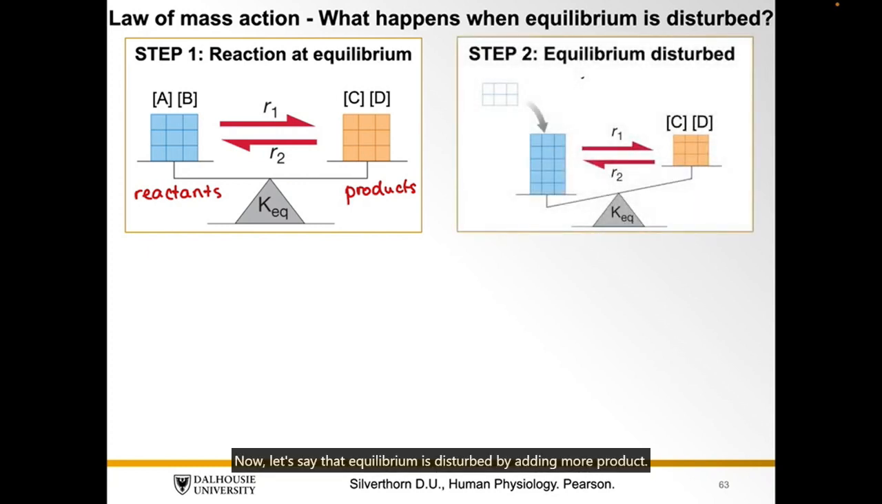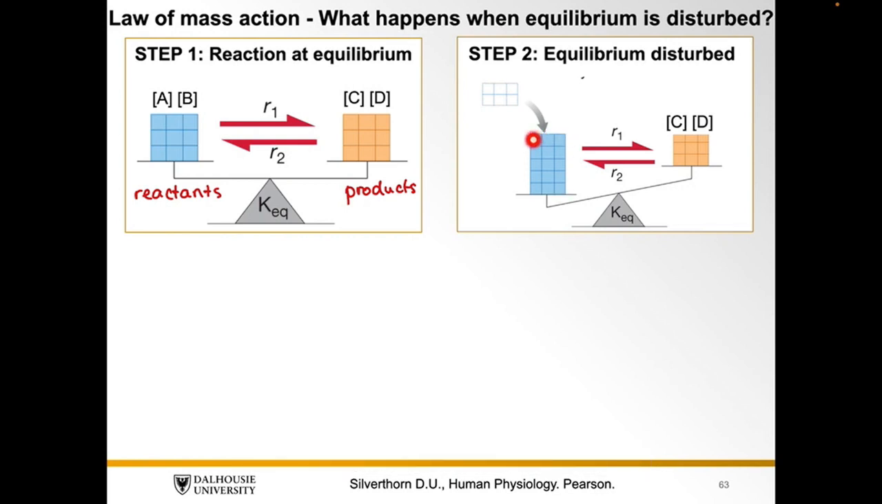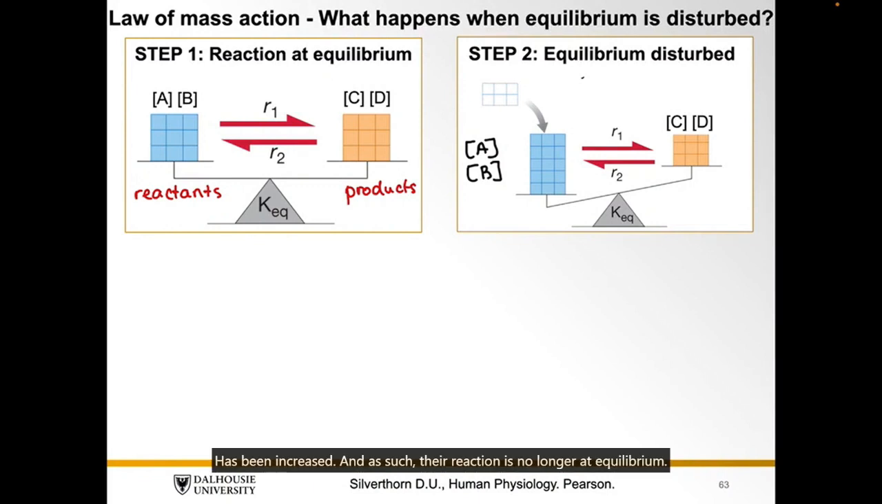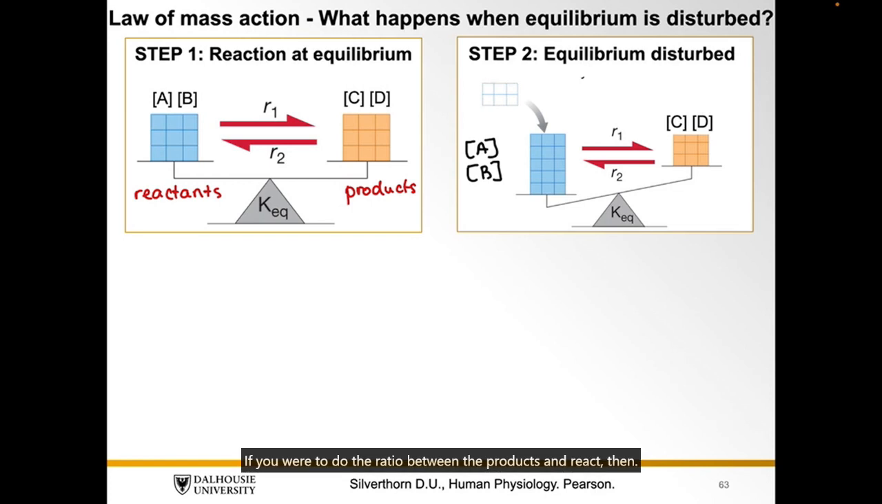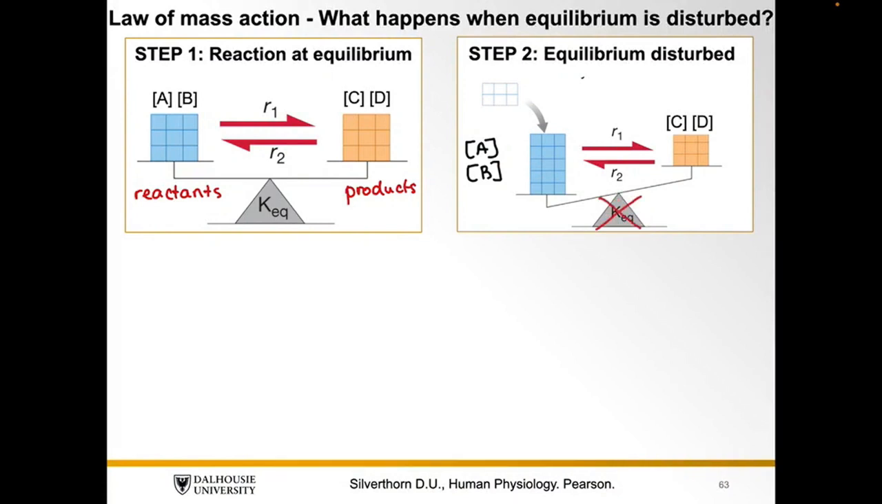Now let's say that equilibrium is disturbed by adding more product. So here you can see that our products represented in blue, so that's A times B, has been increased. And as such, the reaction is no longer at equilibrium. If you were to do the ratio between the products and the reactant, the ratio would no longer be at that equilibrium constant. So how can the system bring this reaction back to equilibrium?